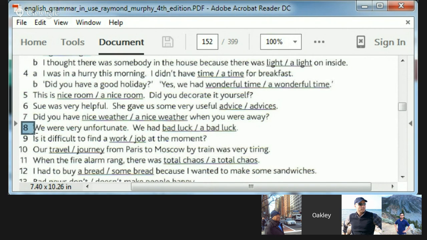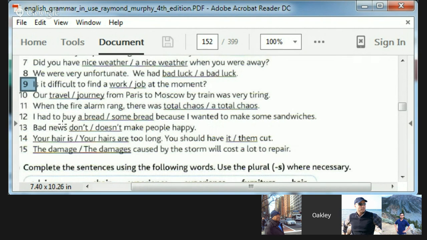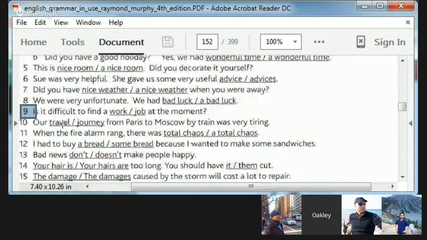Philip, number 8. We were very unfortunate. We had bad luck. Okay, very good. JK, number 9. Is it difficult to find a job, at the moment? Very good. A job. That's right. We want to make it countable. We use the other word, job. Very good.